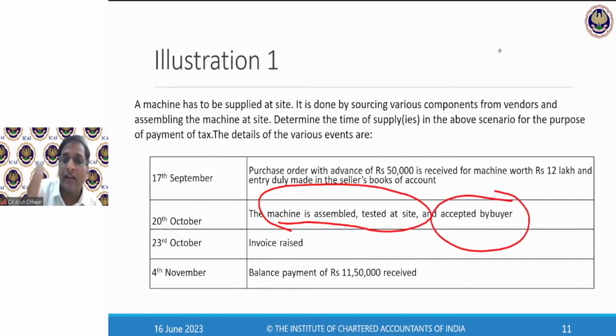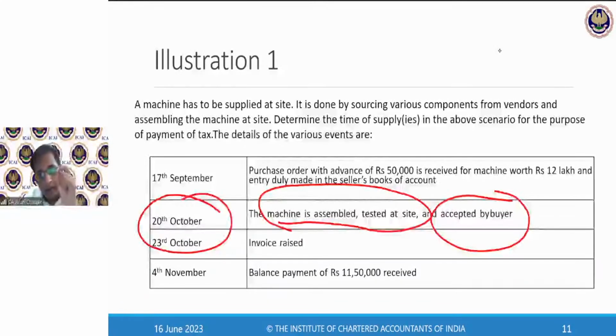And we have also talked about section 31 subsection 7, which says that if there is a sale on approval or return basis, then the date on which the customer accepts, or 6 months from the date of removal, whichever is earlier. So the 20th of October would be the last date to issue the invoice, and the date of invoice is 23rd October. Therefore, whichever is earlier, that is the 20th of October, would be the time of supply in this case.